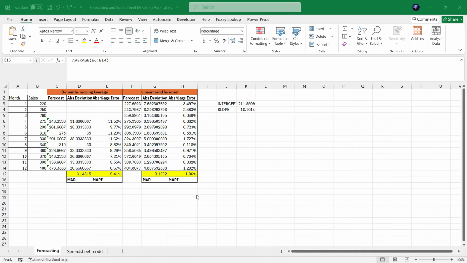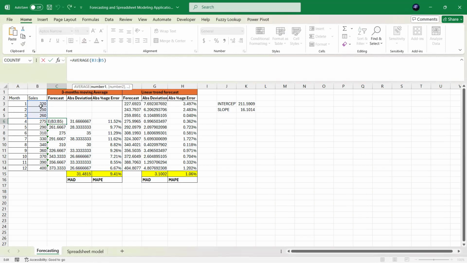So for the 3 month moving average, to find the forecast values, I calculated the average of the first three sales values, which goes from B3 to B5 in cell C6. Then I dragged the formula down to cell C14.